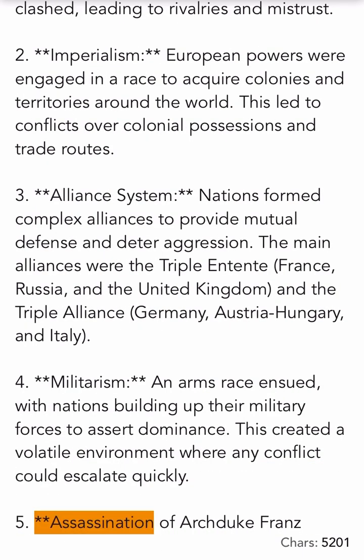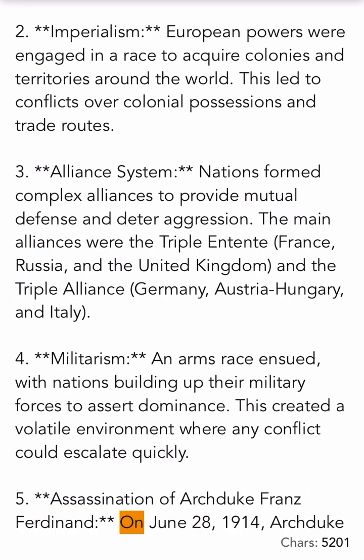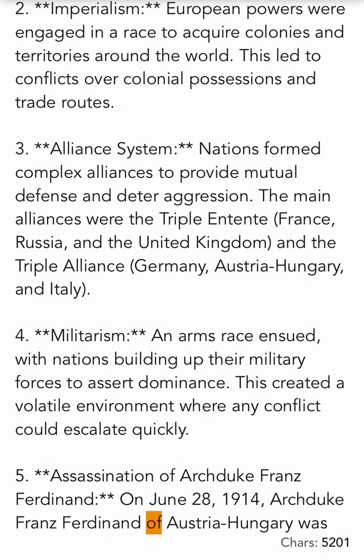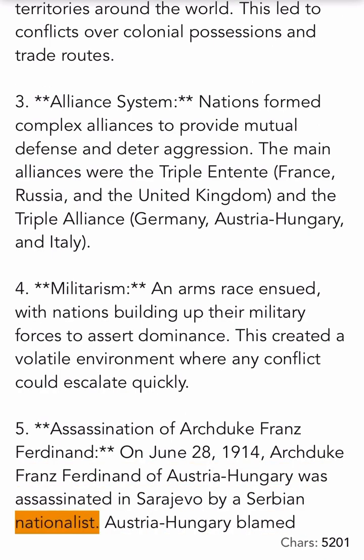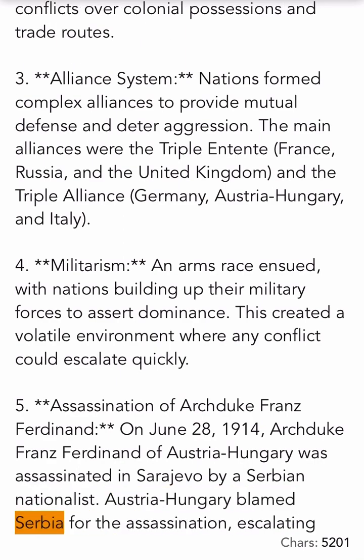5. Assassination of Archduke Franz Ferdinand. On June 28, 1914, Archduke Franz Ferdinand of Austria-Hungary was assassinated in Sarajevo by a Serbian nationalist. Austria-Hungary blamed Serbia for the assassination, escalating tensions.